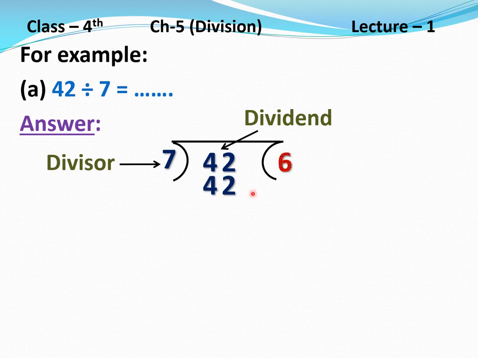So 7 sixes are 42. Write 42 here. Now we will do subtraction. 2 minus 2 is 0. 4 minus 4 is 0. Now see, what is 6?